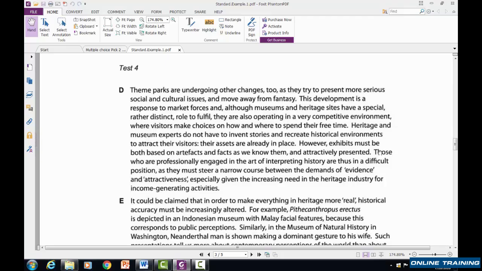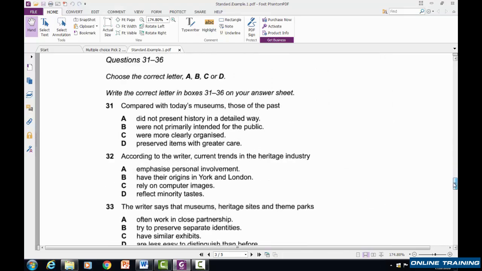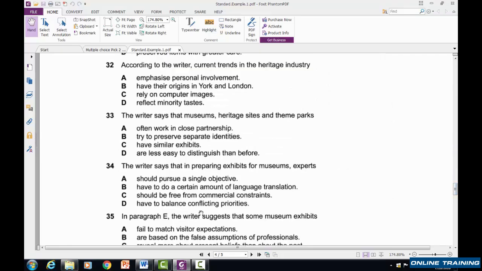So again, it says, those who are professionally engaged in the art of interpreting history are thus in a difficult position, as they must steer a narrow course between the demands of evidence and attractiveness. So they have to decide between two things. And our correct answer is going to be D. Have to balance conflicting priorities.